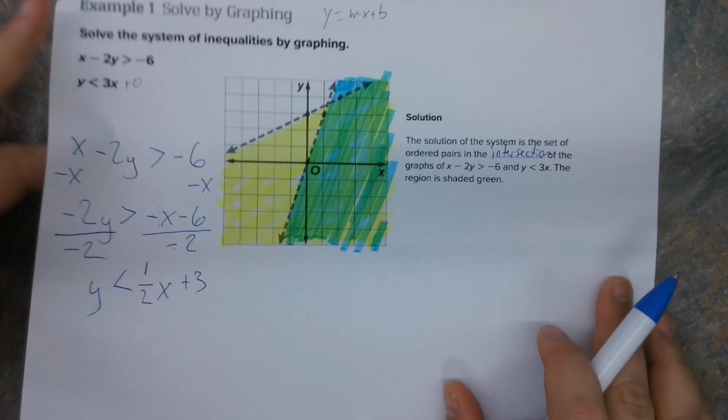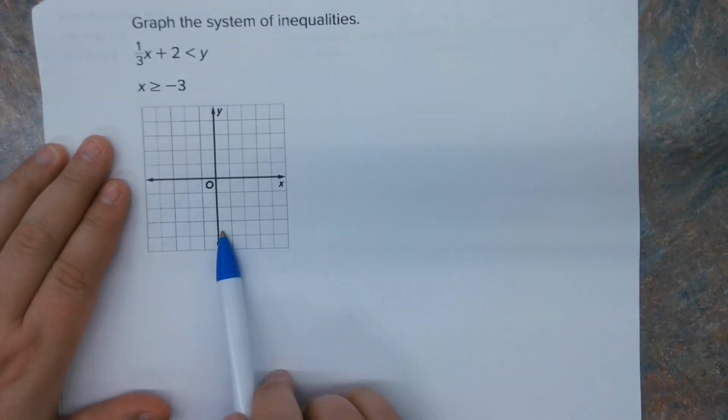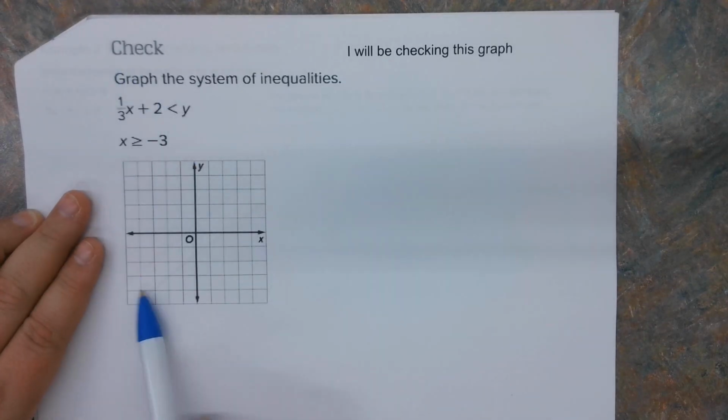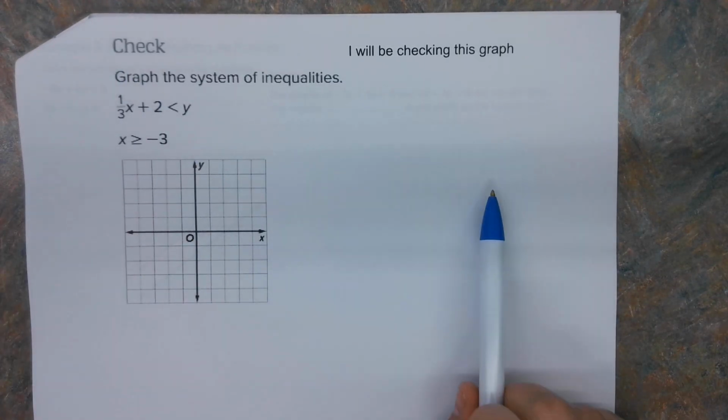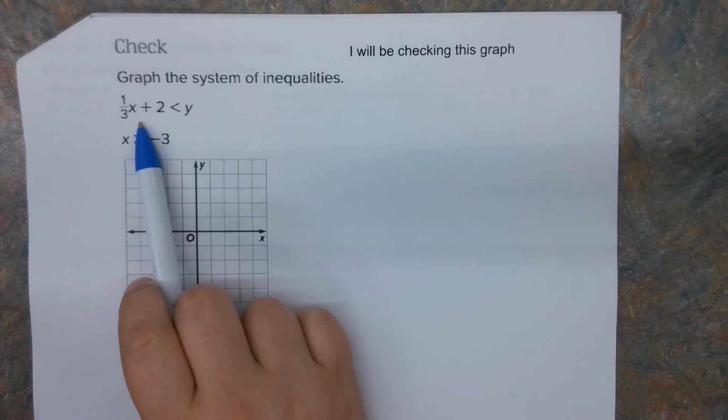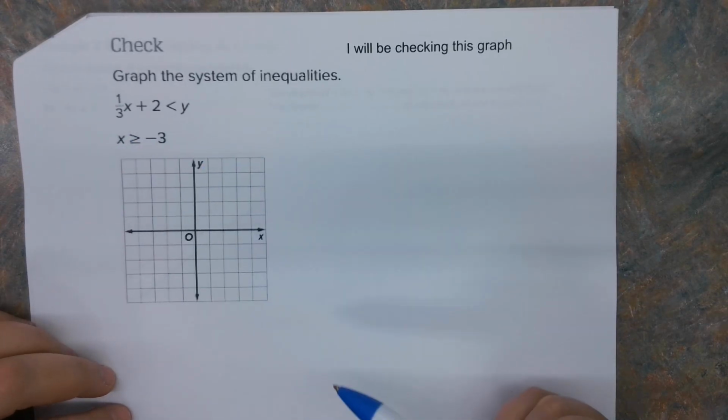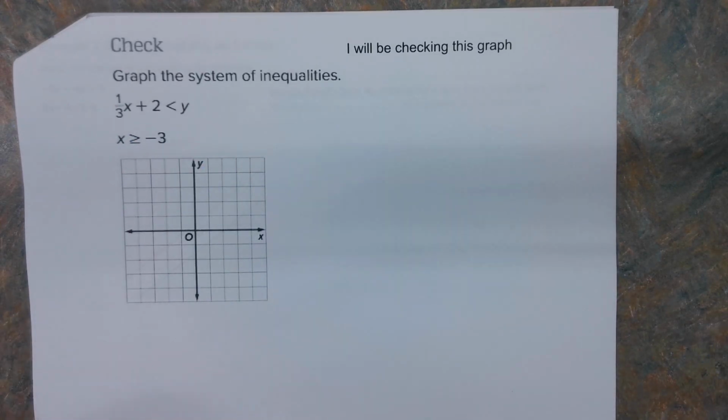Okay? Now, this is where I'm going to be checking in your book. This check has a graph that you have to do, so I'm going to be checking this graph. So go ahead and pause the video, work these problems out, graph your lines, and shade as you go.